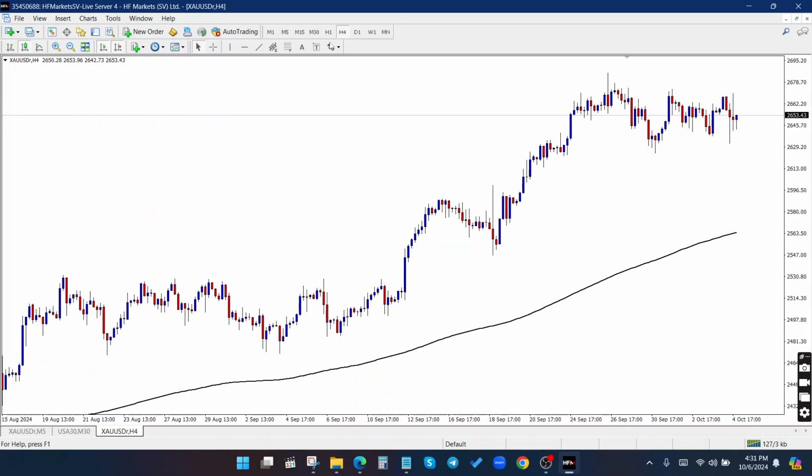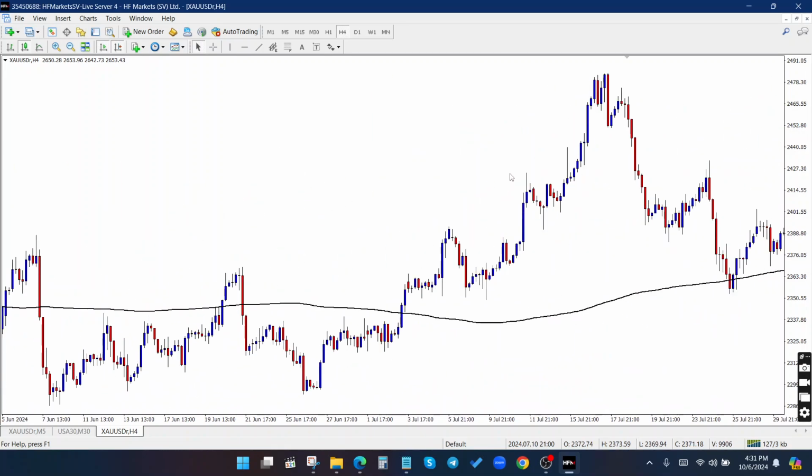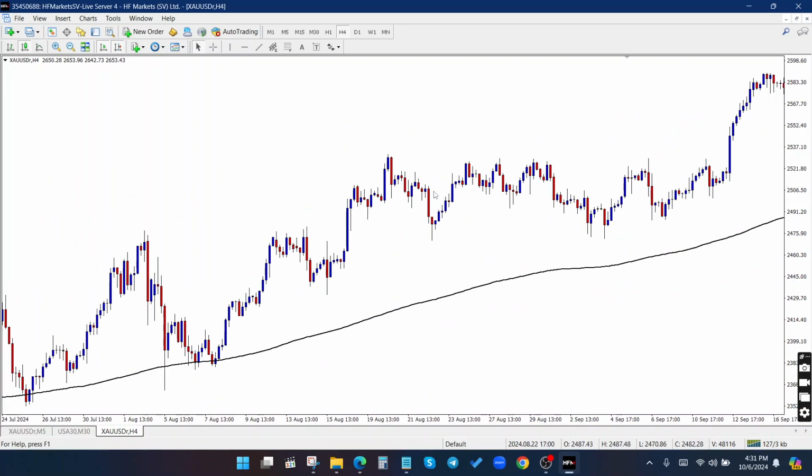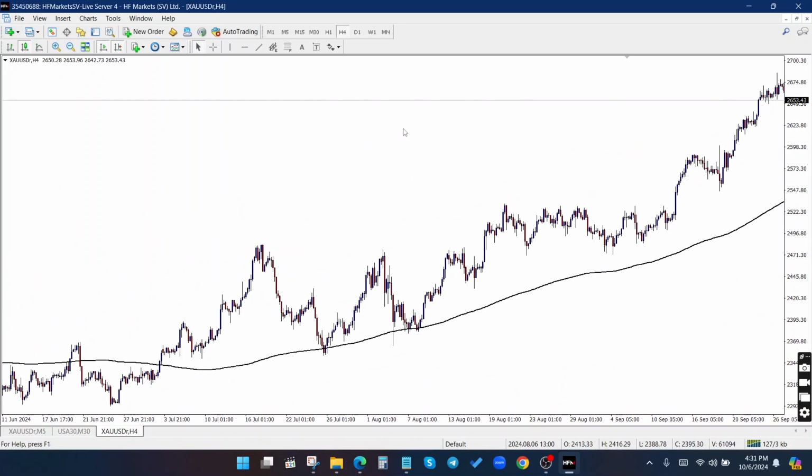How do you use the 200 SMA to identify bullish and bearish signals? Basically, when the price of the asset is trading above the 200 MA, whether it's an SMA or EMA or smoothed or linear weighted, it suggests a bullish trend. You would want to look for buying opportunities when you find the price trading above the 200 MA.